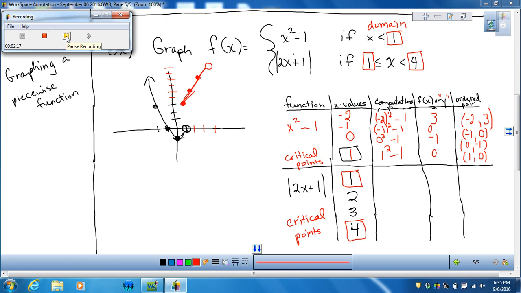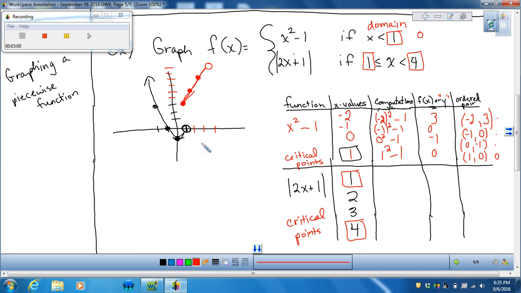Okay, you'll notice for the first part of the table, when we plugged in -2, we got a value of 3, so there's our ordered pair. -1, 0, 0, -1, and 1, 0. Now the next thing I need to do is figure out what kind of point each one of these is. The ones that are located at the critical points of our domain, we have to decide whether it's going to be an open or a closed circle. Because this is less than and not less than or equal, it will be an open circle.